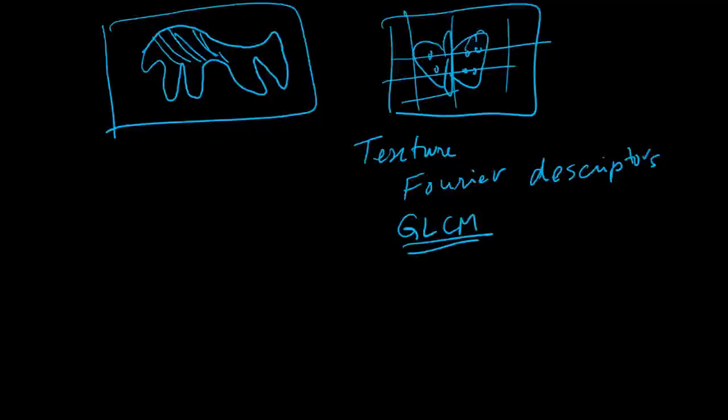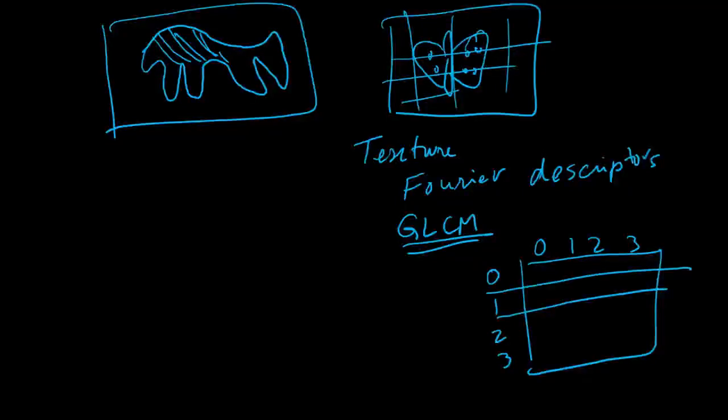So what that means is we will take the gray levels. So let's say we just have 4 gray levels. We have binned the image into 4 different gray levels, 0, 1, 2 and 3. So we make a two-dimensional matrix where each row represents every gray level and each column also represents every gray level.